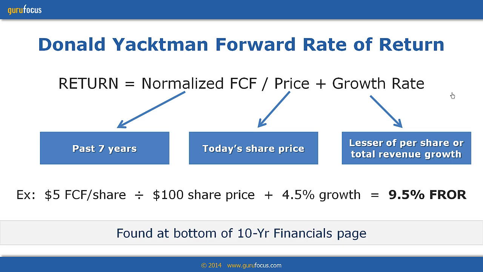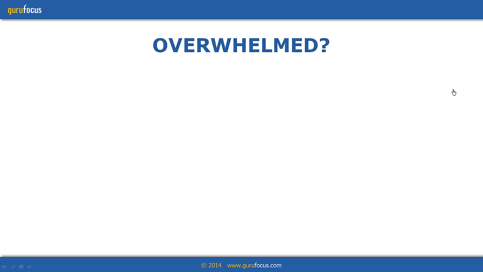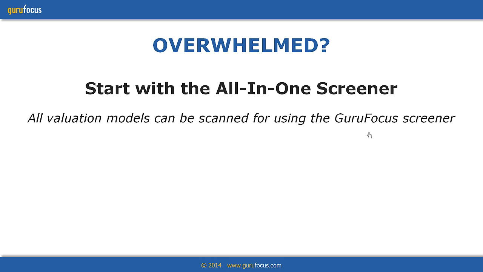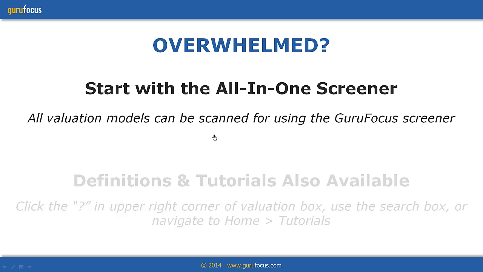To the bottom of the 10-year financial page. So if you're overwhelmed with this information, I start with the All-in-One Screener, and it's a premium feature. So if you're not a premium member, I think you can do a 7-day trial. You've got to put a credit card in, but you can cancel anytime in 7 days. You don't get billed. So if you want to just try it, you can to kind of check it out, see if it's something you're into. And I'll show you how this works to kind of give you a better idea.